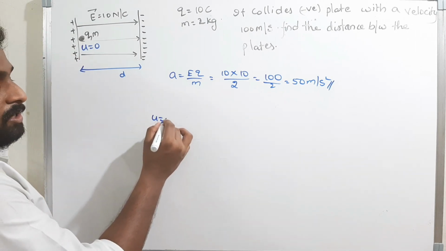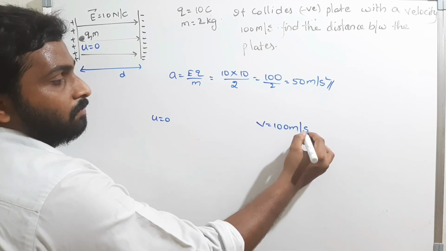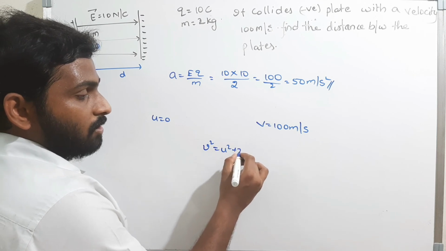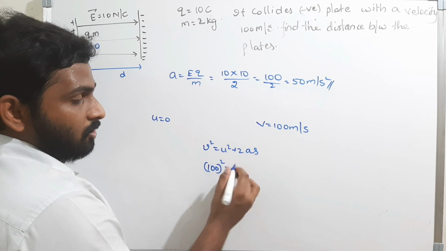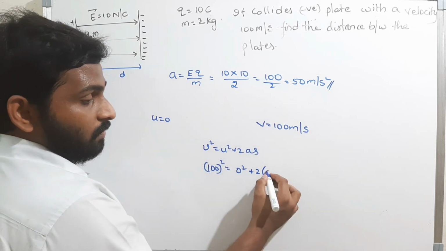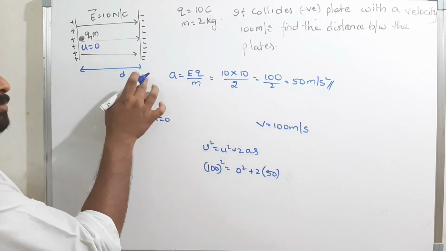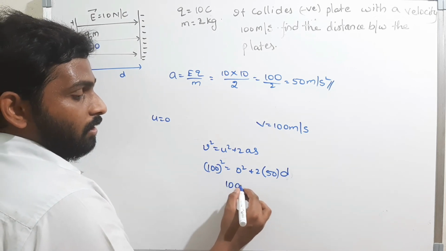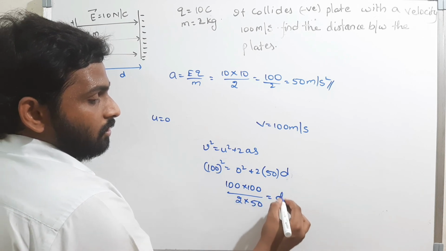Now initially the velocity is 0. The final velocity they gave us is 100 meters per second. Now what equation can I use? v square is equal to u square plus 2as. Final velocity is 100 meters per second. 100 square is equal to, what is the initial velocity? 0, plus 2 into acceleration, I got 50, into s. s is nothing but the distance between the plates. Therefore, that is d. Therefore, 100 into 100 by 2 into 50 is equal to d.